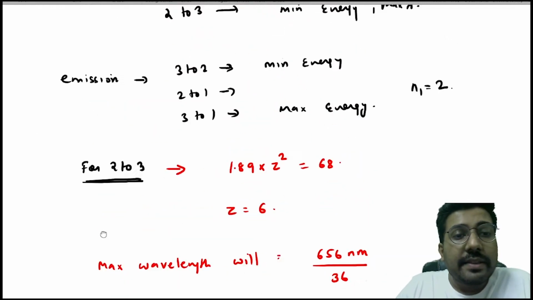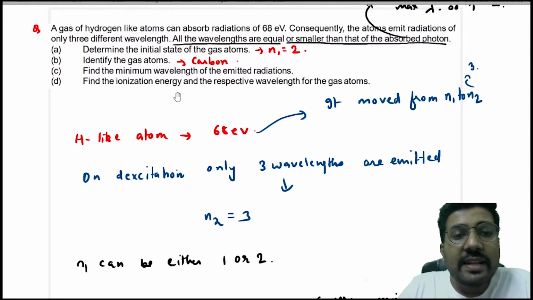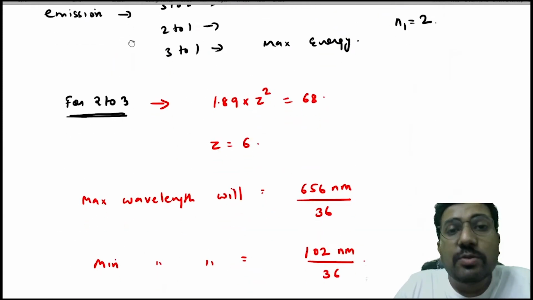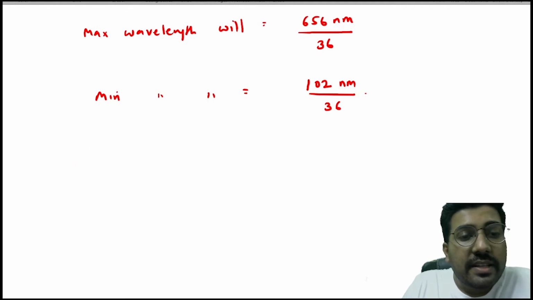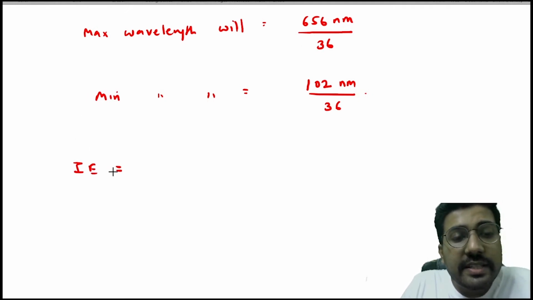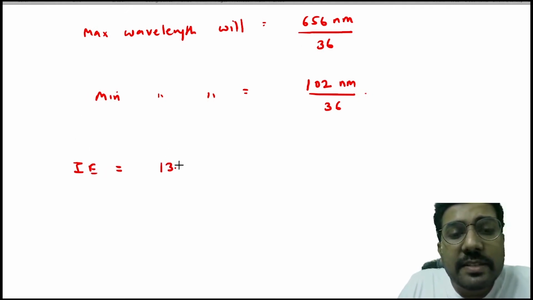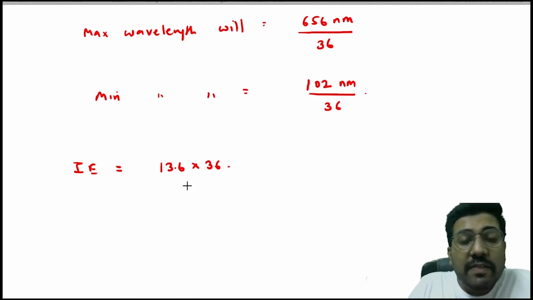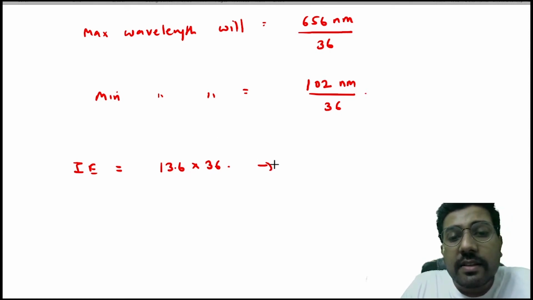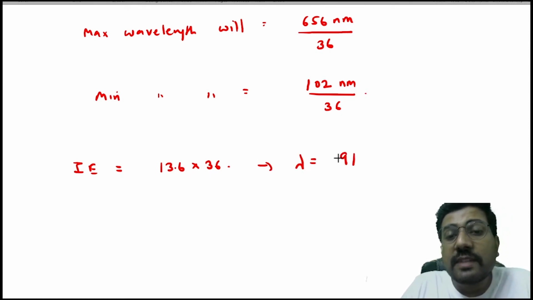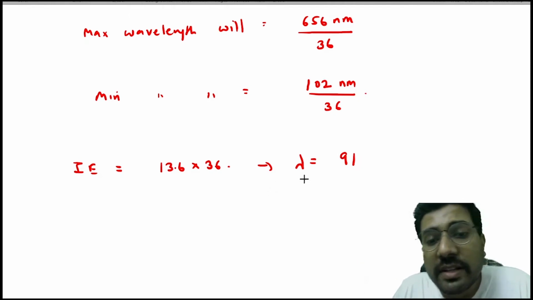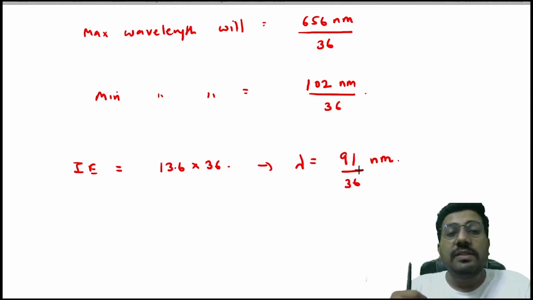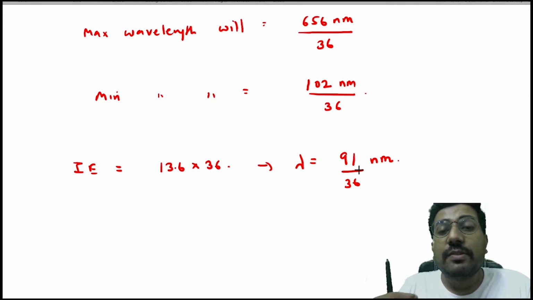Okay, the next thing that they have asked is find the ionization energy and the respective wavelength for the gas atom. So what is the ionization energy? The ionization energy is 13.6 multiplied by Z square. And the wavelength corresponding to this: 13.6 means 91 nanometer for hydrogen, thus divided by 36 you will get the wavelength for this particular atom, that is Z equal to 6.